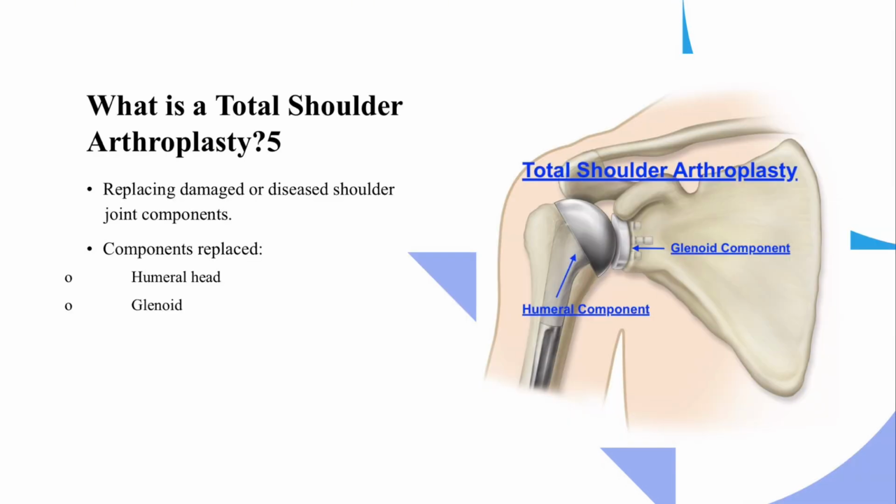So, on page 629 of the Dutton text, a TSA is defined as a procedure done to replace parts of the shoulder joint with artificial components. The components that are replaced are the humeral head and the glenoid. It typically is reserved for elderly patients with cuff deficient arthritic shoulders.